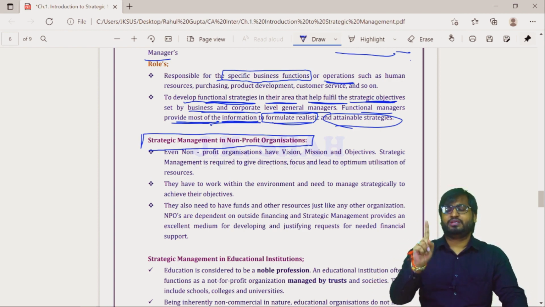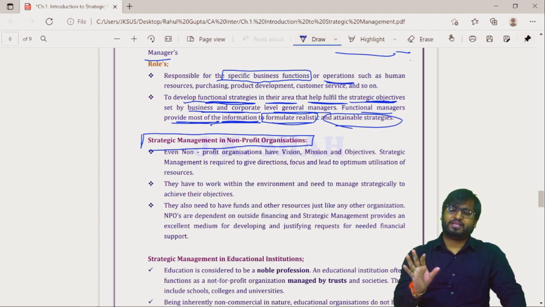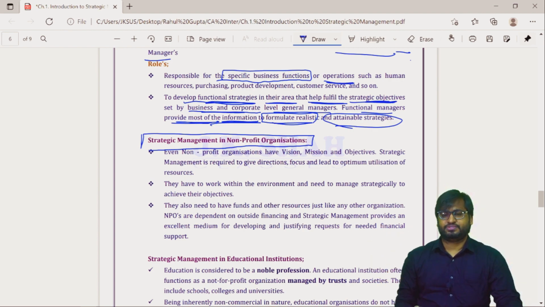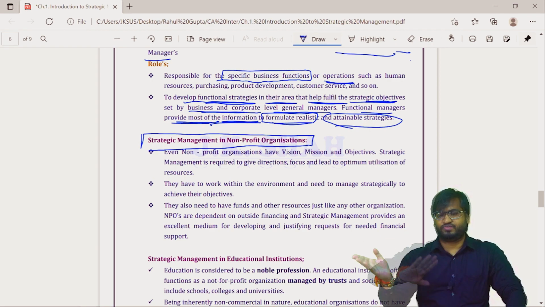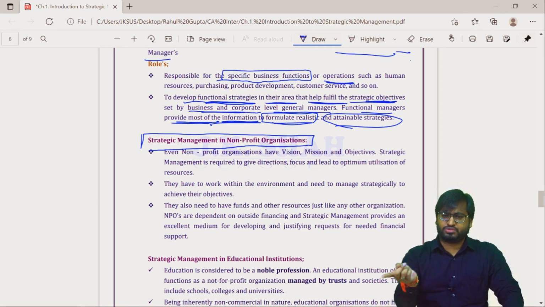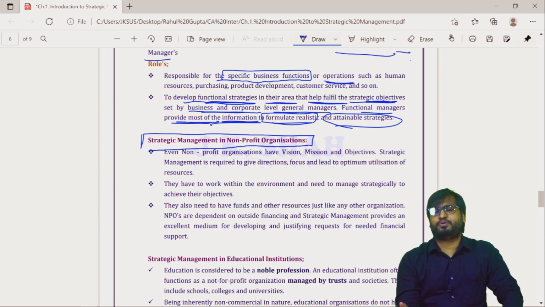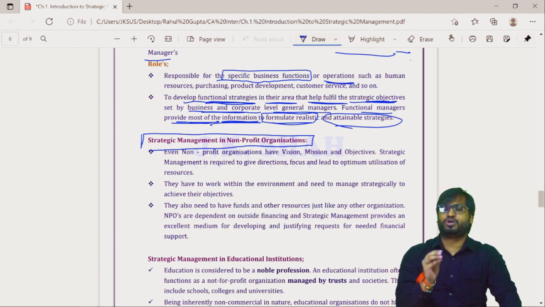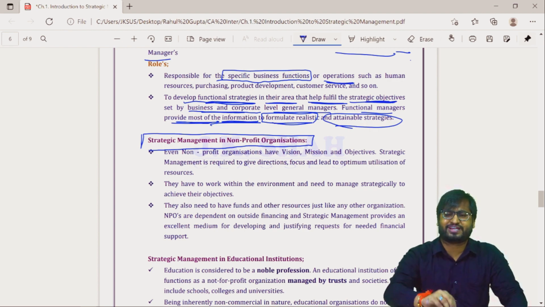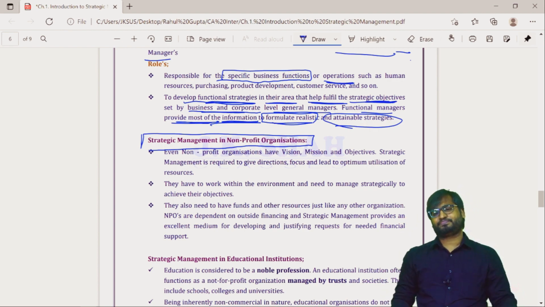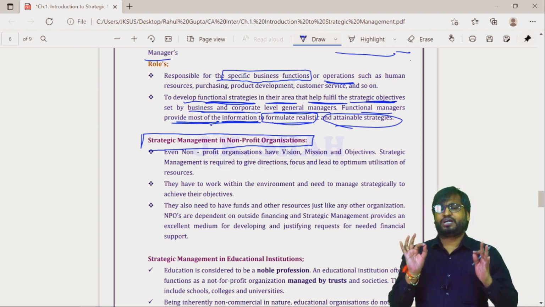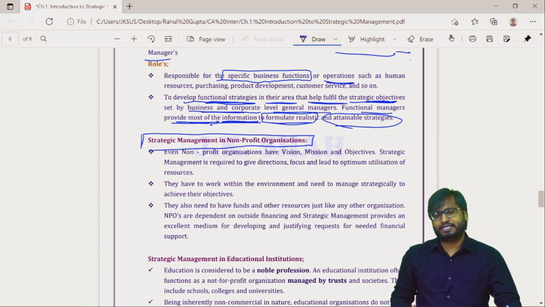Yes or no? Yes. Now, you tell me, in business organizations, all the resources are utilized effectively and efficiently, right? They don't waste their resources. Don't you think so? It is equally applicable to non-for-profit organizations. So strategic management is required here because we want to utilize our resources effectively and efficiently. We don't want our resources to be wasted.